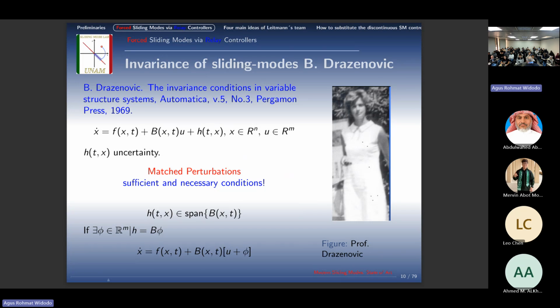So if you have perturbations which are outside of the span of the input matrix, you cannot compensate all perturbations. And that was in '69. In '69, people were romantic. Oh, this control is able to compensate all, not all, just a part. And it is clear: you cannot compensate what you are unable to reach. If you are able to reach, you can talk. You cannot compensate what you are unable to reach. That's the story.